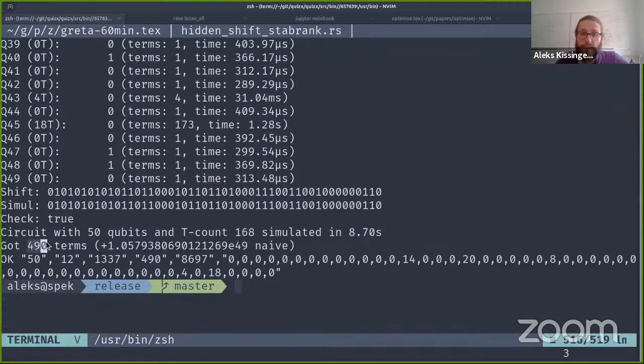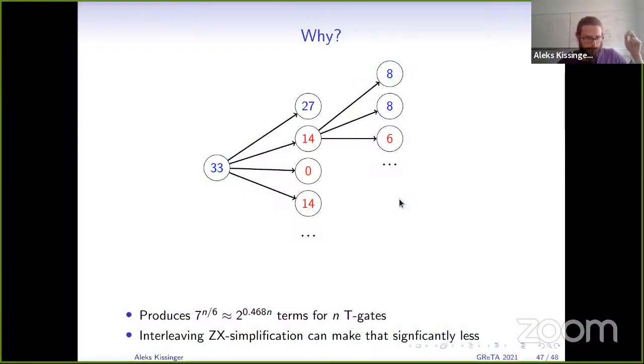If I did this naively, or even with the less naive approach, the second thing, this would have something like 10 to the 50, 10 to the 49 terms. So this would be totally impossible to do even on a supercomputer. So this can really have a big impact.